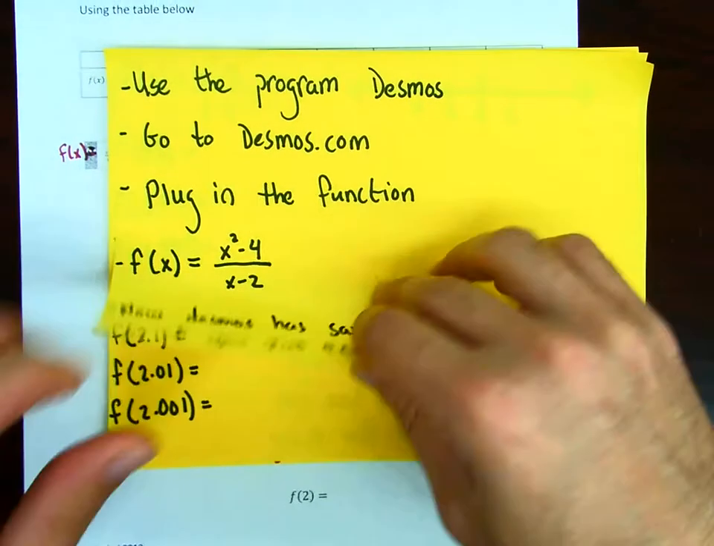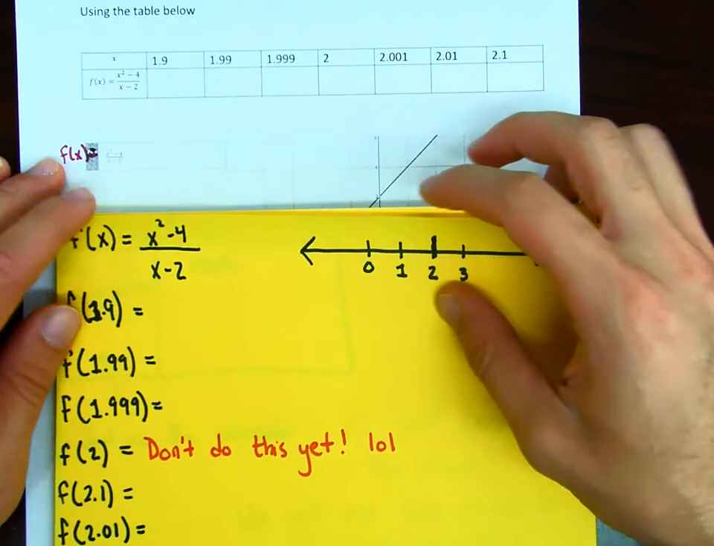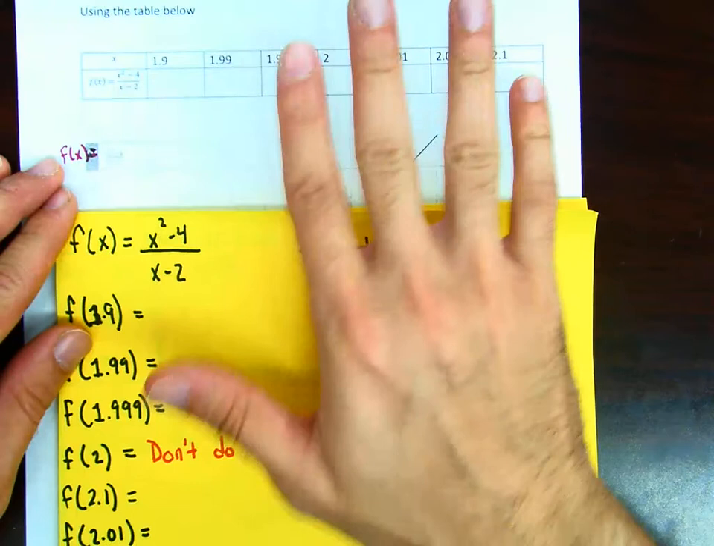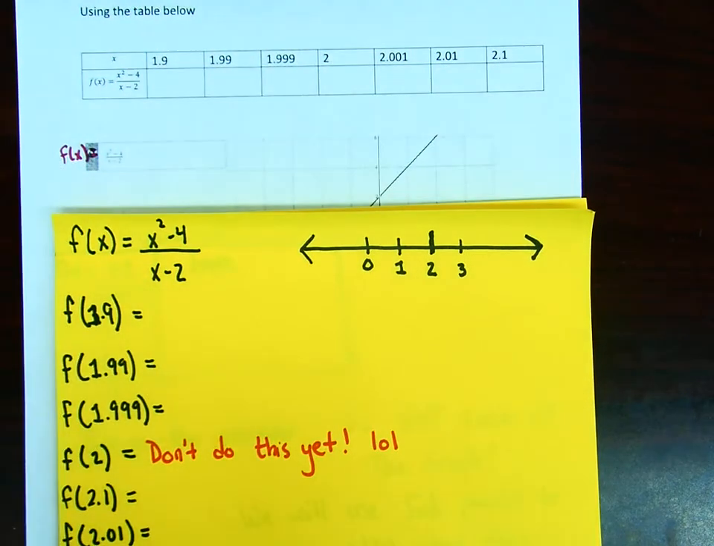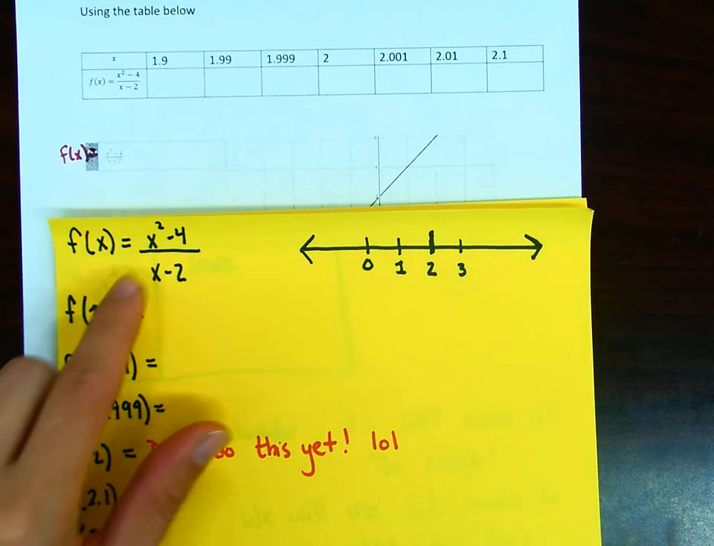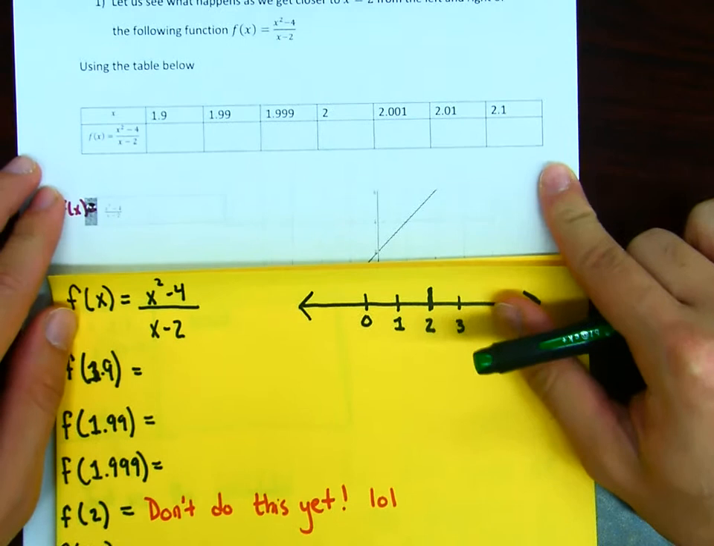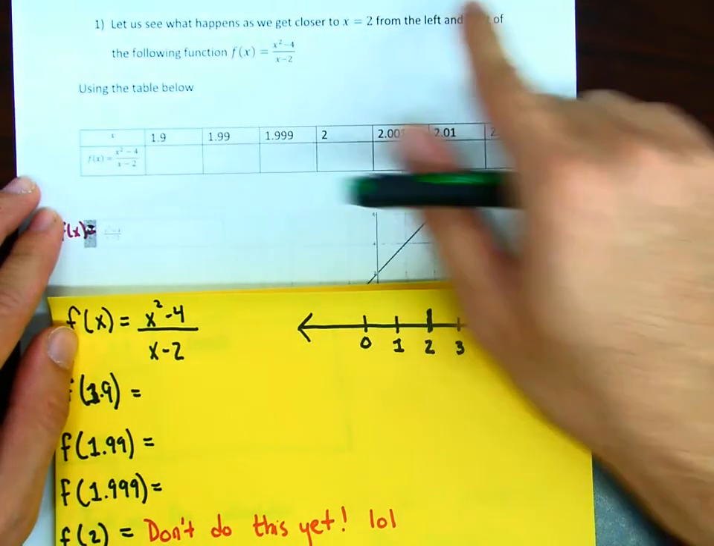If we go to desmos.com, it should look something very similar to this. First, you plug this in. So pause the video and take your time. Now, what do we want to do? We want to plug in 1.9 for x. Remember, the idea is that we're trying to see what happens as we get closer to x equals 2 from the left.